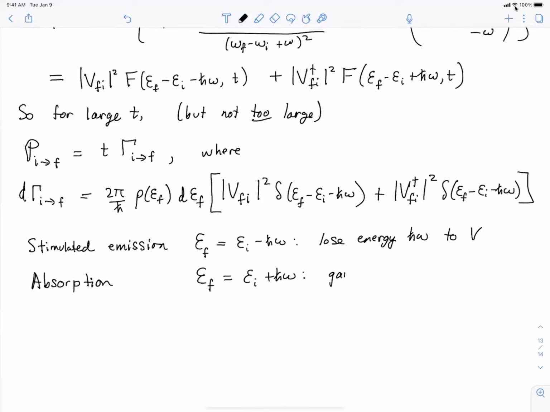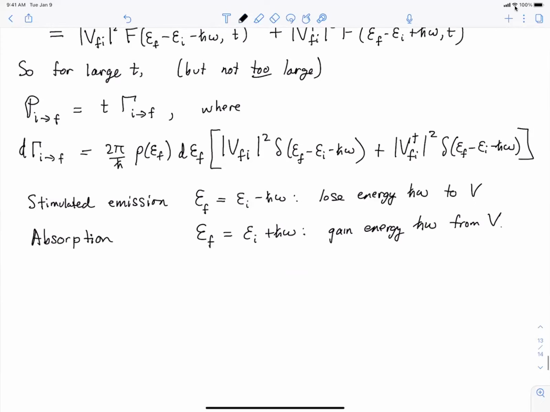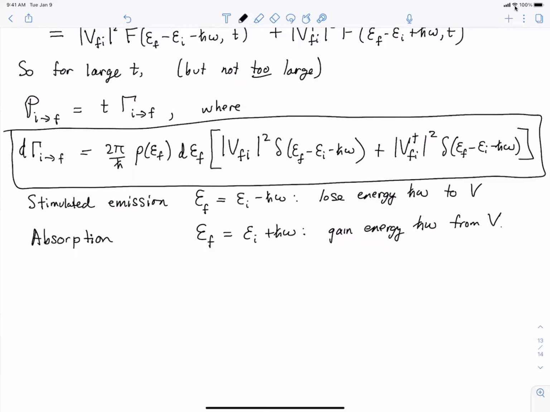So you gain energy h bar omega from V. Okay, so you're not really violating energy conservation, of course. What you're talking about here is when we say lose energy or gain energy, we're talking about the unperturbed states, which are not the exact states of the system. So this is another version of Fermi's golden rule. This is Fermi's golden rule for harmonic perturbations.